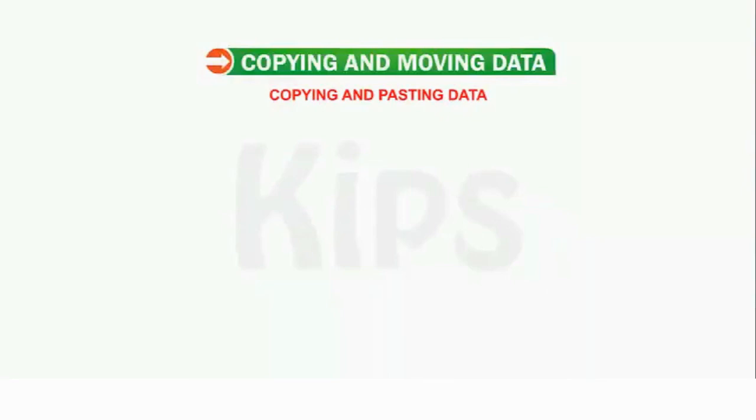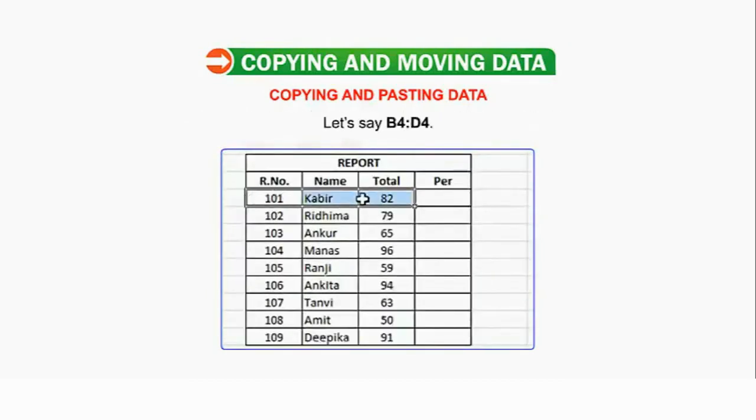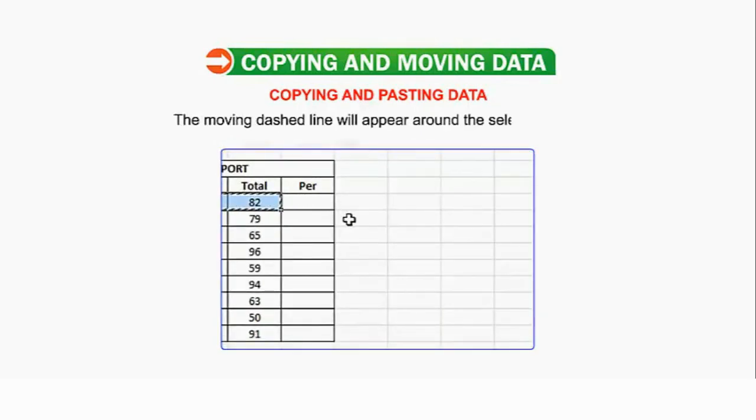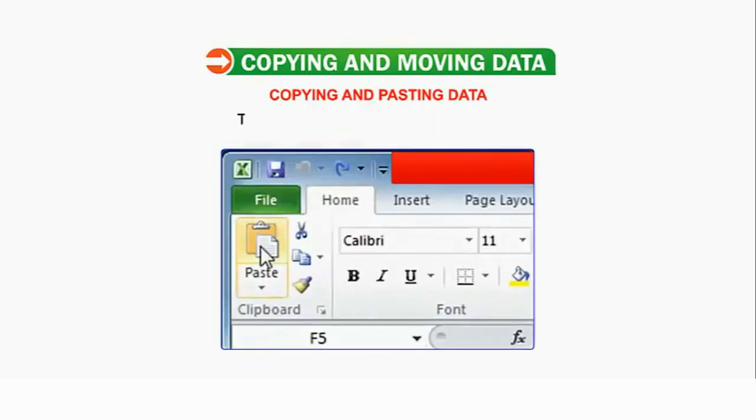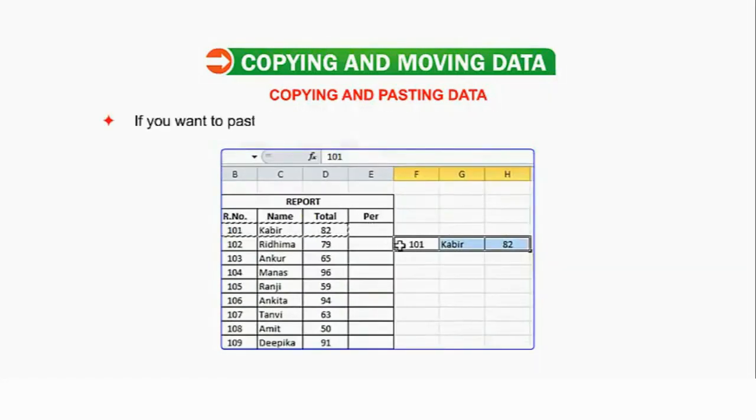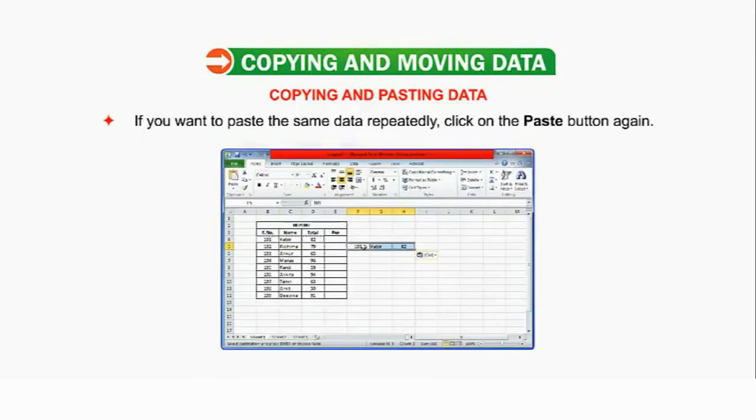Copying and pasting data. Select the cell or a range of cells you want to copy. Example, click on the copy button in the clipboard group. The moving dashed line will appear around the selected cell. Select the cell F6 and click on the paste button in the clipboard group. The text will be copied to the new location. If you want to paste the same data repeatedly, click on the paste button again.